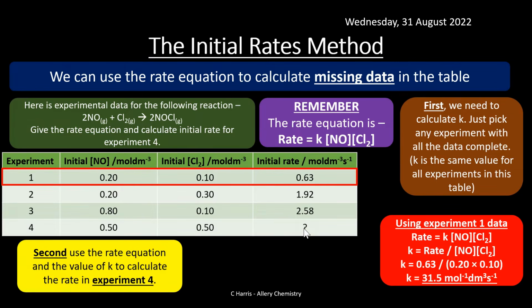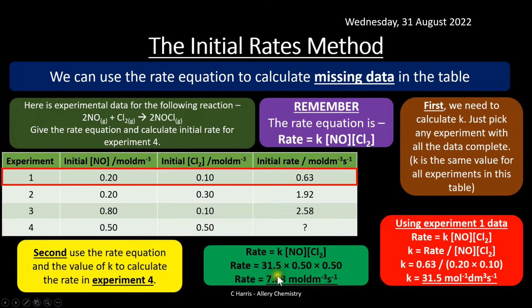So experiment 4 is rate equals k[NO][Cl2]. You're going to use the number we've just worked out here, multiply that by 0.5 and 0.5 at the bottom. They're both first order, and so therefore the rate here, this number here, should be 7.88 moles per decimeter cubed per second. And that's basically how you work it out. So there's a lot of steps involved there, but hopefully it follows a logical process.